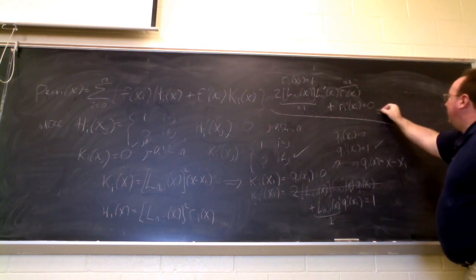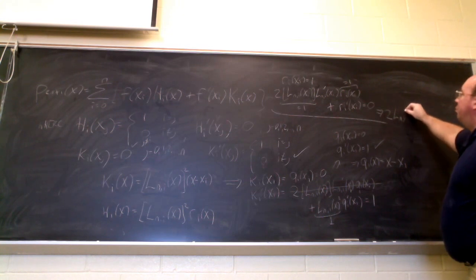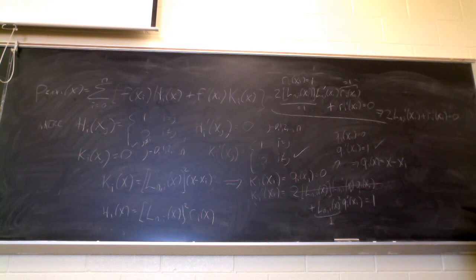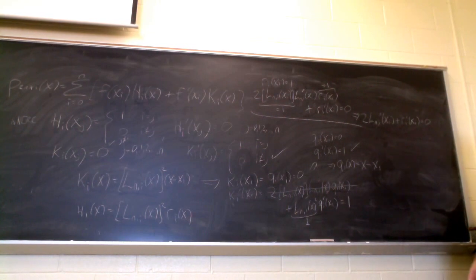So now we have 2 l_i prime at x_i plus r_i prime of x_i equals 0. Okay, all right, good. So what's my slope? r_i prime of x_i is the slope.